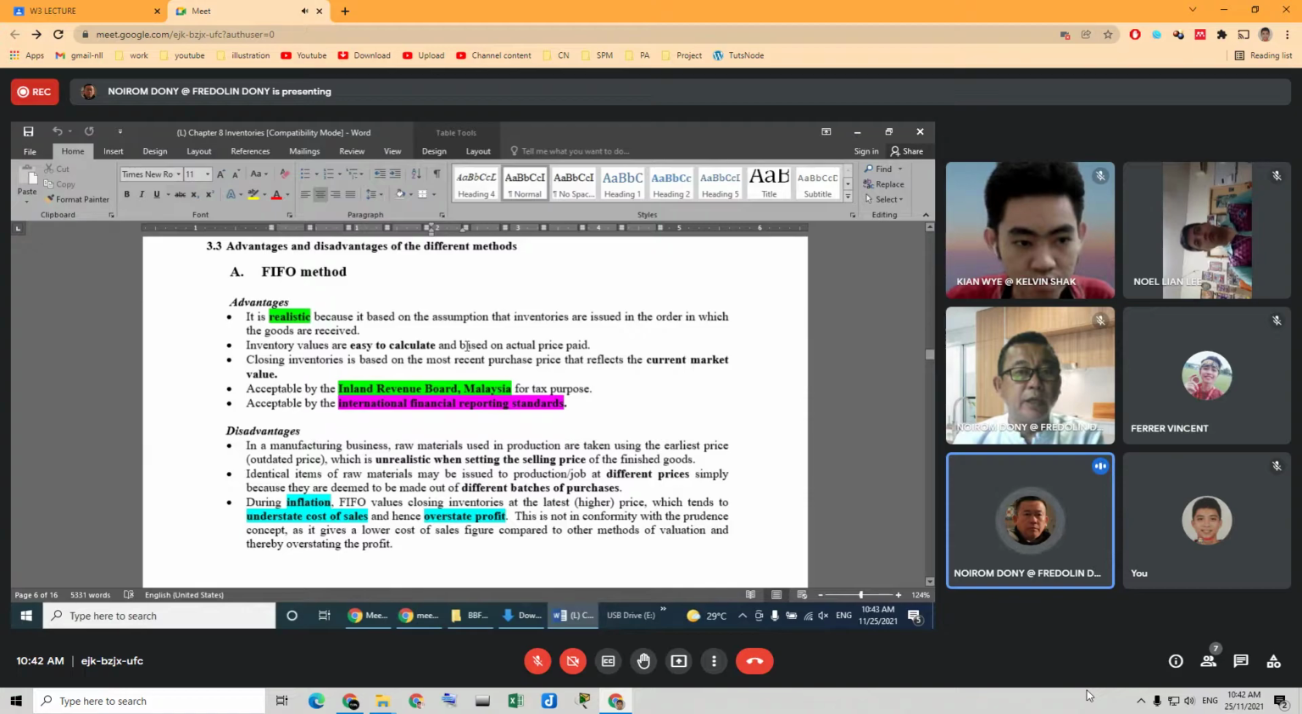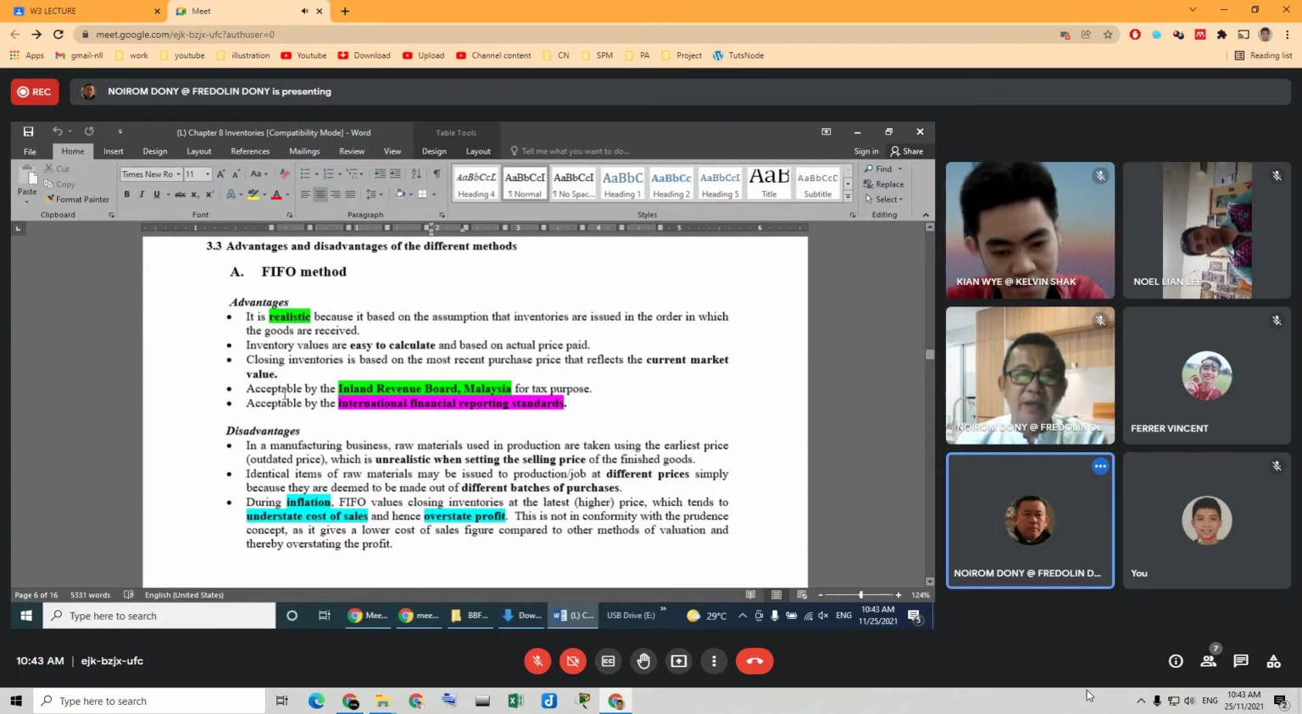Easy to calculate in terms of we refer to the invoice. So you don't have to decide, you don't have to recalculate, isn't it? Just like an average cost, we have to do the averaging. So we just refer to the invoice, and all these are based on actual price. So that is an advantage. Closing inventory is based on the most recent purchase price that reflects the current market value. So that is an advantage also, because for the value of the inventory, we are using the latest price. So meaning we base on the current market price.